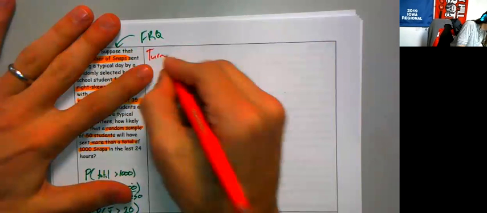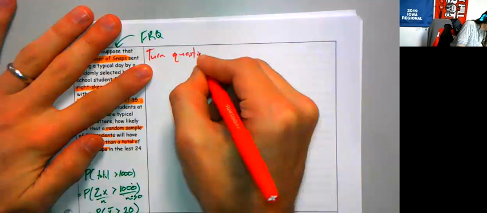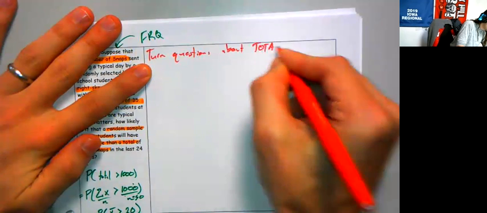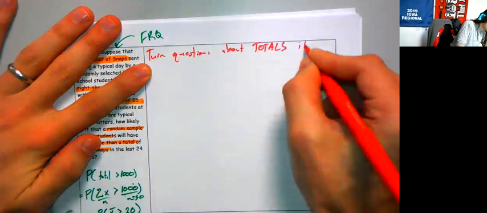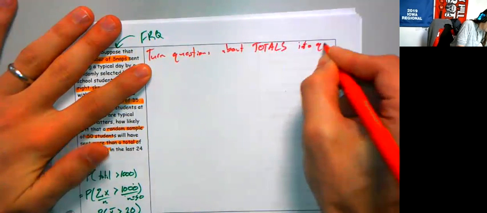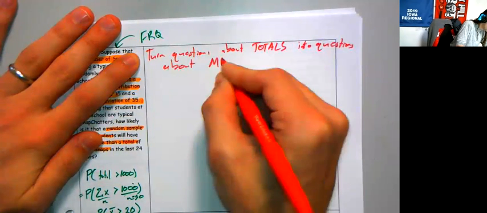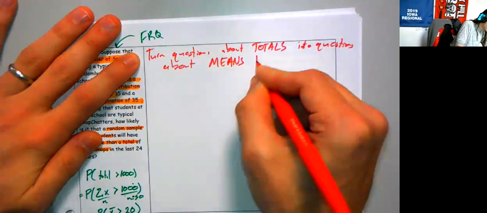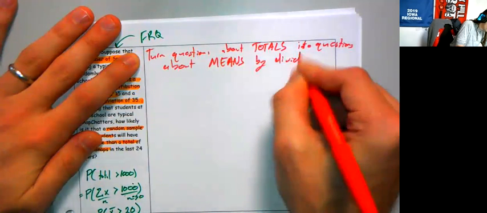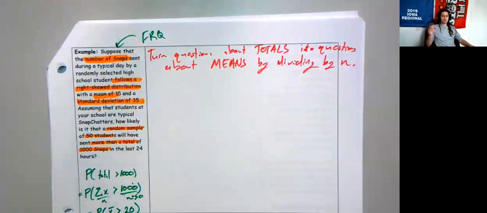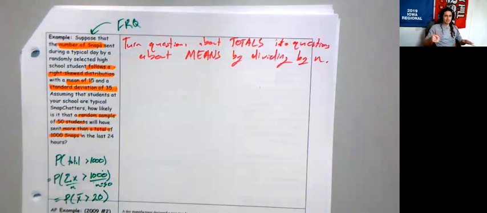Turn questions about totals into questions about means by dividing by n. Turn questions about totals into questions about means by dividing by n.